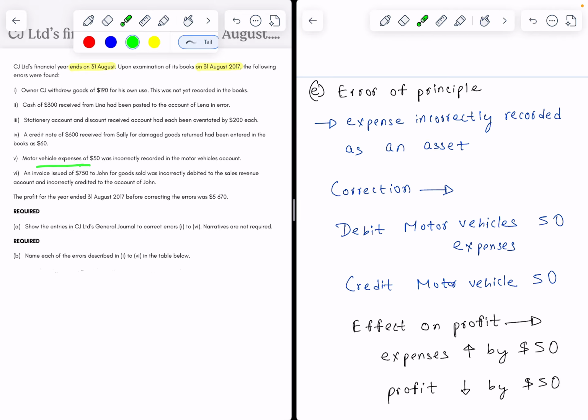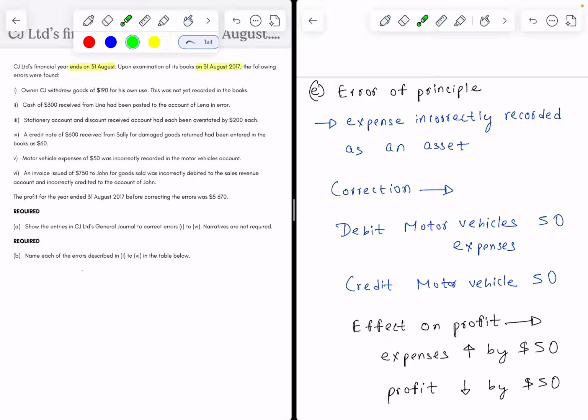Motor vehicle expenses of $50 was incorrectly recorded in the motor vehicles account. This is what we classify as an error of principle. And why is that so? This is because expenses have been incorrectly recorded as the purchase of a non-current asset. And the word principle here clearly refers to errors within the fundamentals, where the expense, which is a different category to assets, has been misplaced.